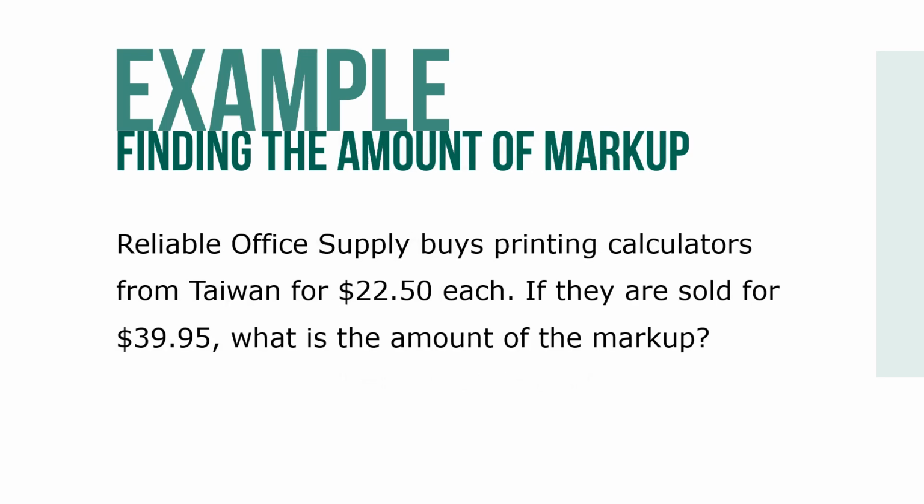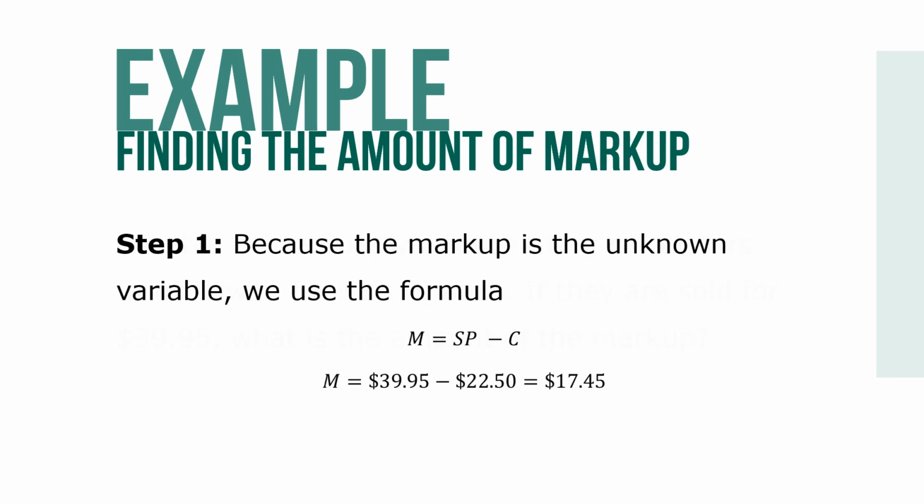Here's another example. Reliable Office Supply buys printing calculators from Taiwan for $22.50 each. If they're sold for $39.95, what is the amount of the markup? Because the markup is the unknown variable, we'll use the formula M equals SP minus C, or $39.95 minus $22.50 equals a total markup of $17.45.